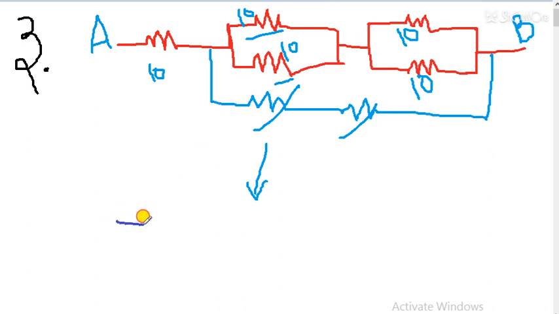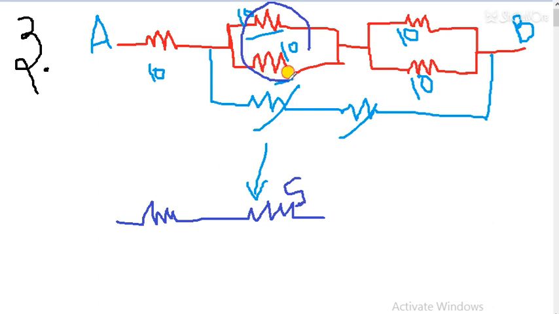So this is point A and the first resistance, then 10 and 10 will give me 5 ohm, because these two are in parallel, and 1 by 10 plus 1 by 10 will give me 2 by 10, that will be equal to 1 by 5, and I have to take the reciprocal. So these two resistances in parallel give me a 5 ohm value. Then again I am getting a 5 ohm value.